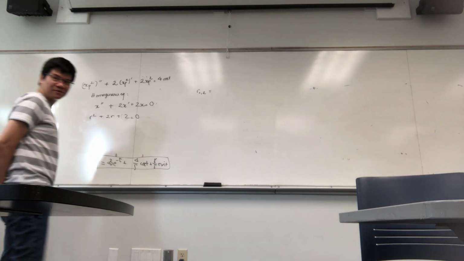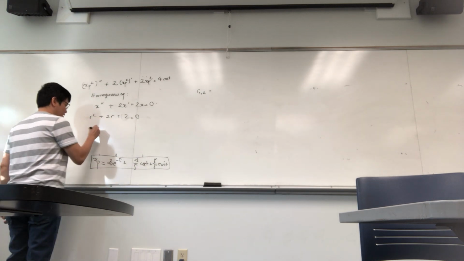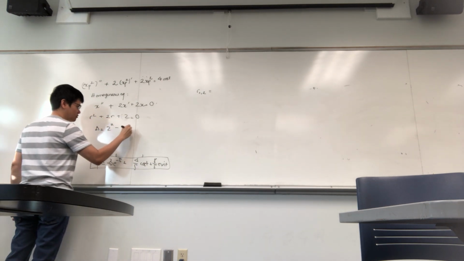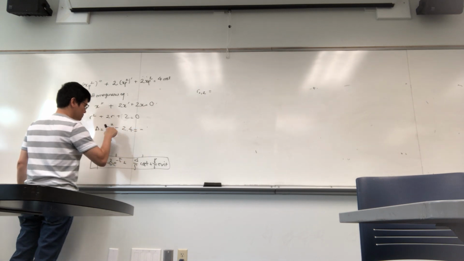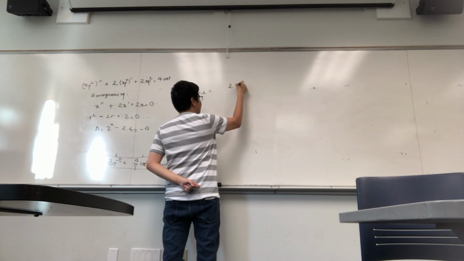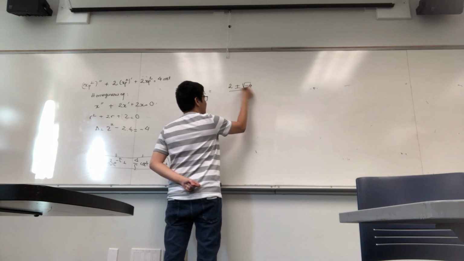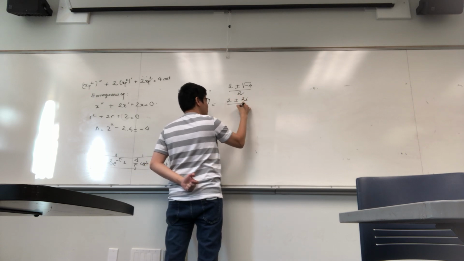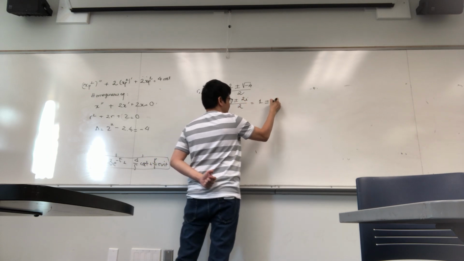Excellent. So in this case, you're going to have delta is 2 squared minus 2 times 4, and this is minus 4. So then this is going to give you negative 2 plus or minus the square root of minus 4, divided by 2, and this is 2 plus or minus 2i divided by 2, which is 1 plus or minus i.